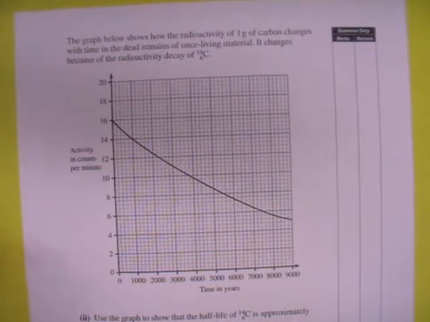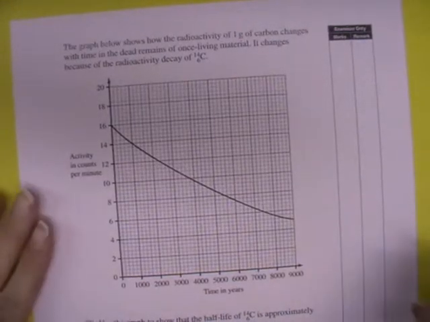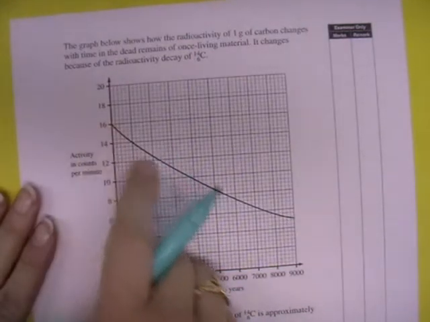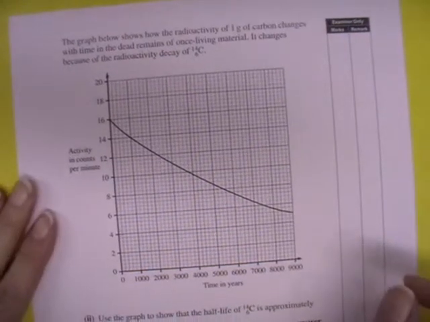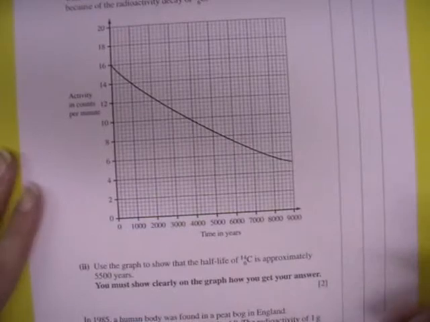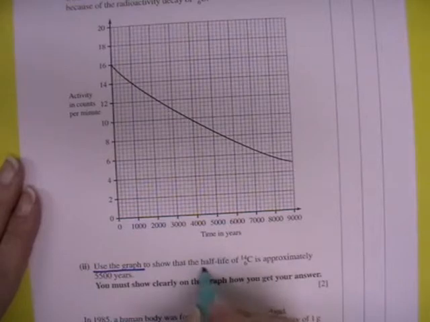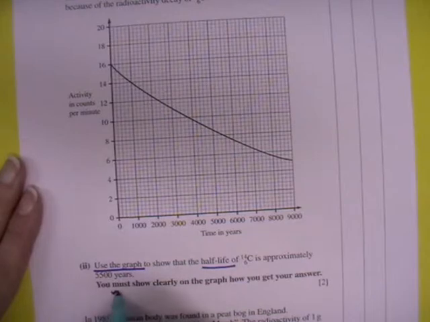Moving on then to the next part of the question. The graph below shows how the radioactivity of 1 gram of carbon changes with time in the dead remains of once living material. It changes because of the radioactivity decay of carbon-14. So we can see that the activity has gone down from 16 to approximately 5 over the space of time of 9,000 years. Use the graph to show that the half-life of carbon-14 is approximately 5,500 years, and you must show clearly on the graph how you get your answer.